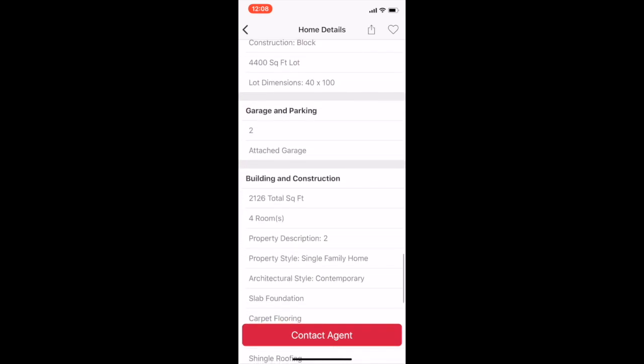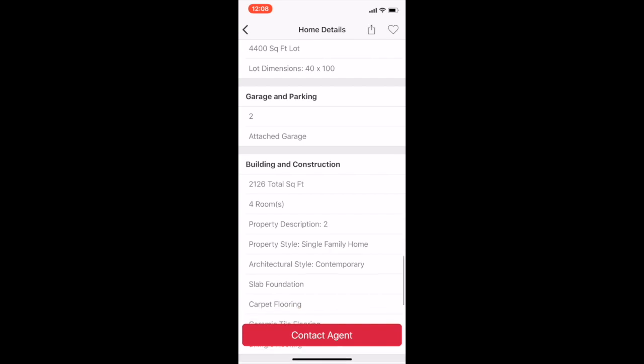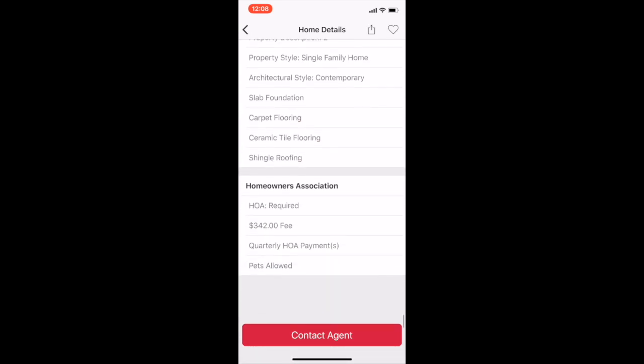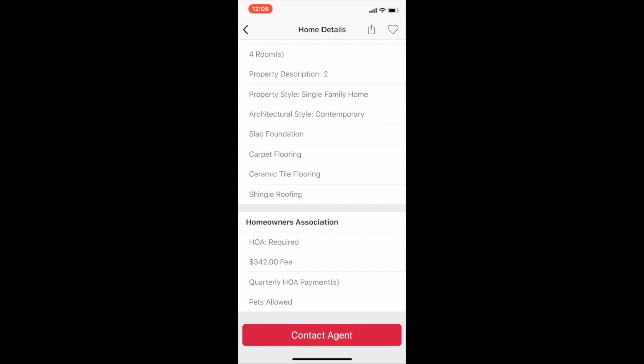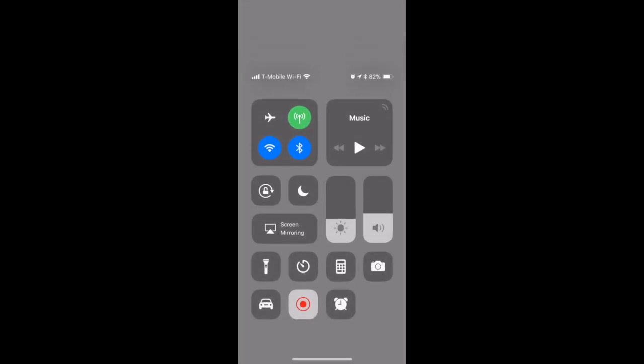it's going to tell you what the HOA is. And the frequency can vary. So in this one it says 342 fee, and below that it says quarterly. Sometimes it'll say annually, sometimes it'll say monthly, so you have to make sure that you're calculating that correctly.